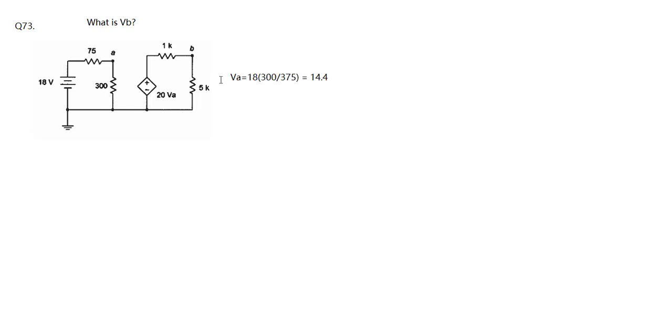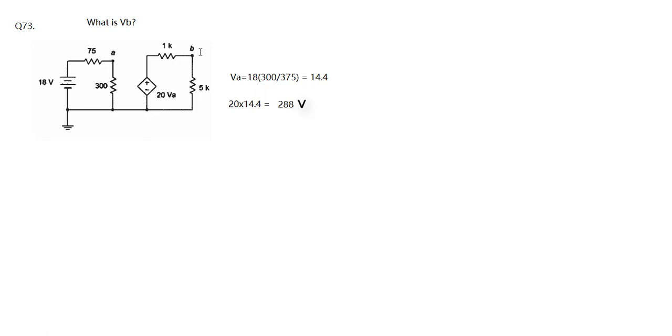Okay, so if you do that, find VA, 18 multiplied by 300 divided by 375, we get a VA of 14.4. So now that we know VA is 14.4, we can find what this dependent source is producing. We multiply the 14.4 by 20, and that gets us 288. So the dependent source is outputting 288 volts.